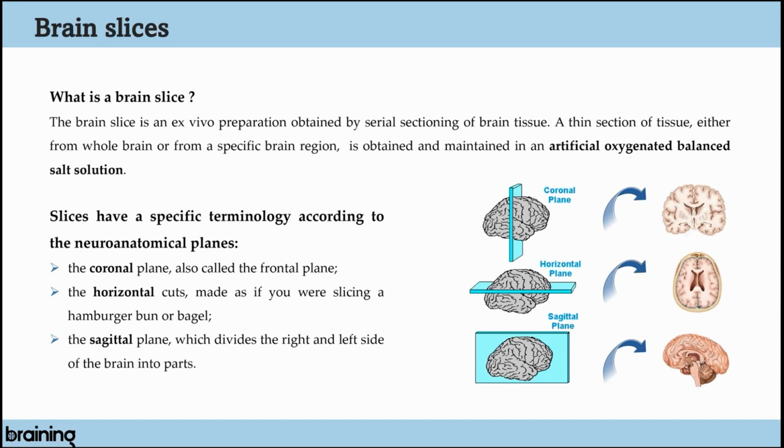For those in the neuroscience area, I'm sure everyone knows what a brain slice is, but just to make sure that you do: a brain slice is a thin section of tissue that can be from the whole brain or from a specific brain region, and that is obtained and maintained in an artificial oxygenated solution or a culture media. According to the way you cut this brain or brain region, you can have coronal slices, horizontal slices, like if you are cutting a bagel, or if you go from one temporal lobe to the other, sagittal slices.